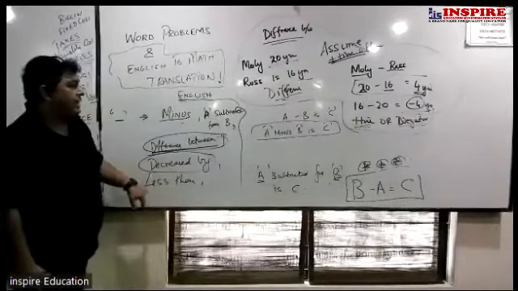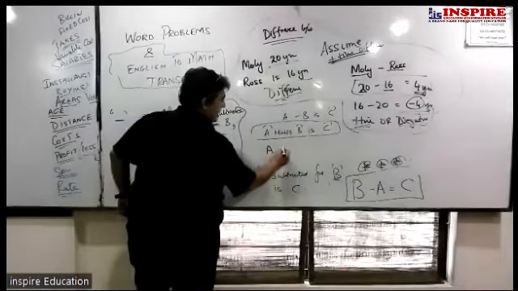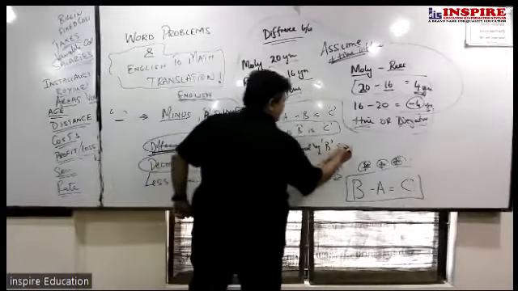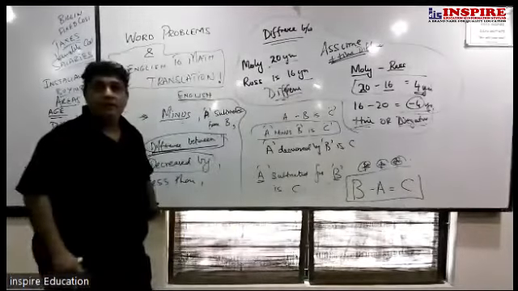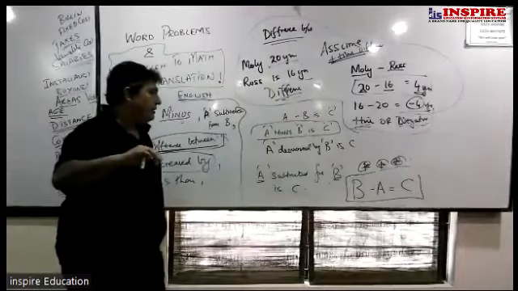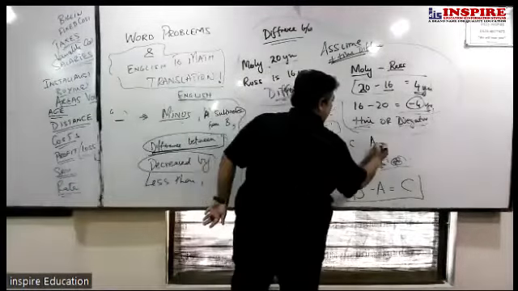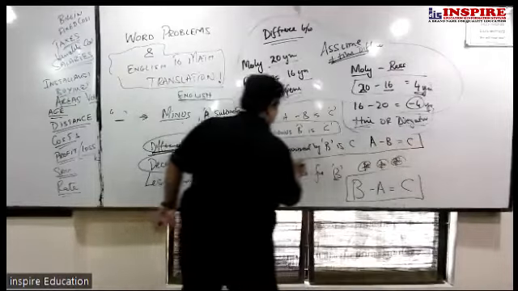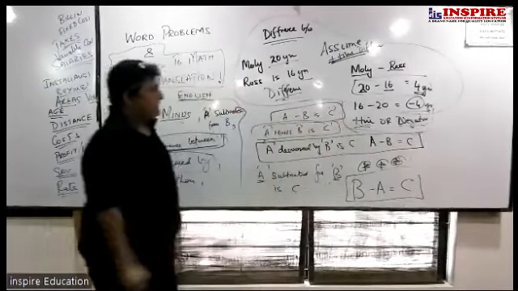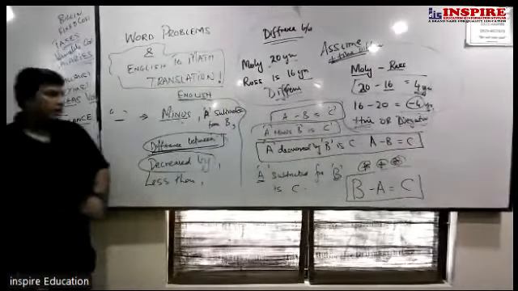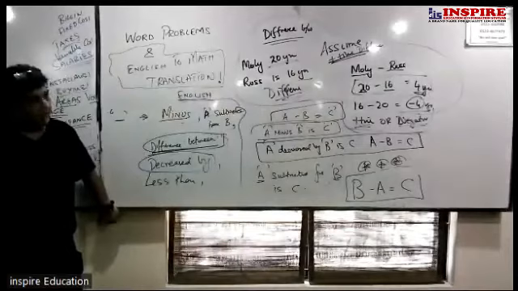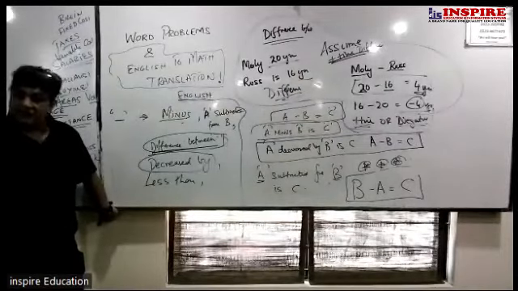Decreased by. A decreased by B is C. What will the equation be? A decreased by B: A minus B. Very good. A minus B is C. A decreased by B is C. A minus B is equal to C. Okay? You understand? It is a bit tricky.